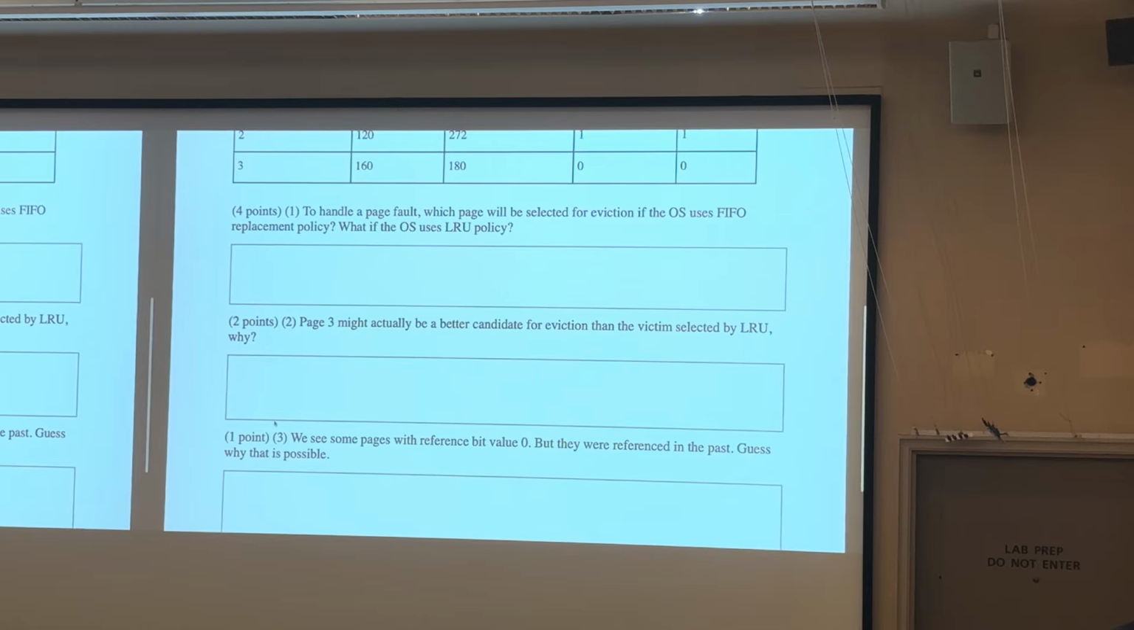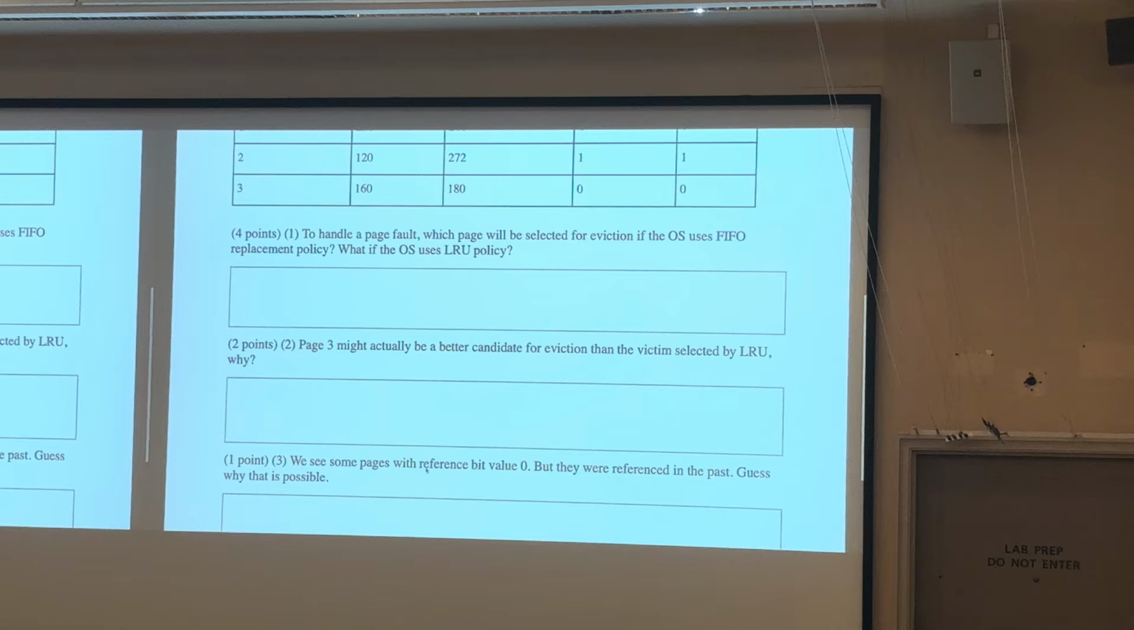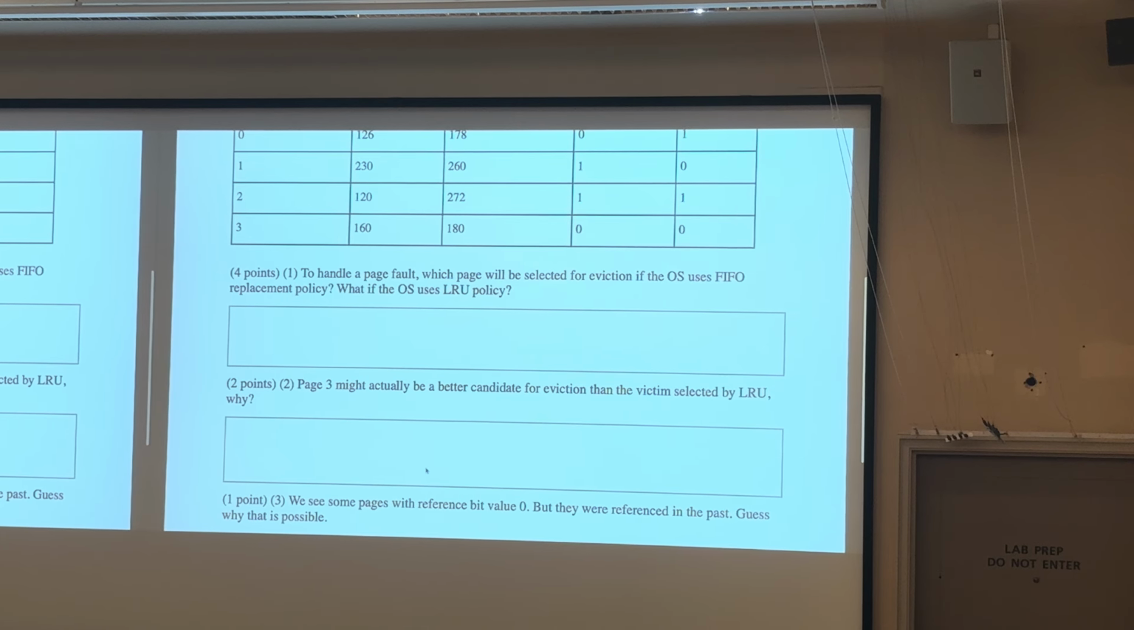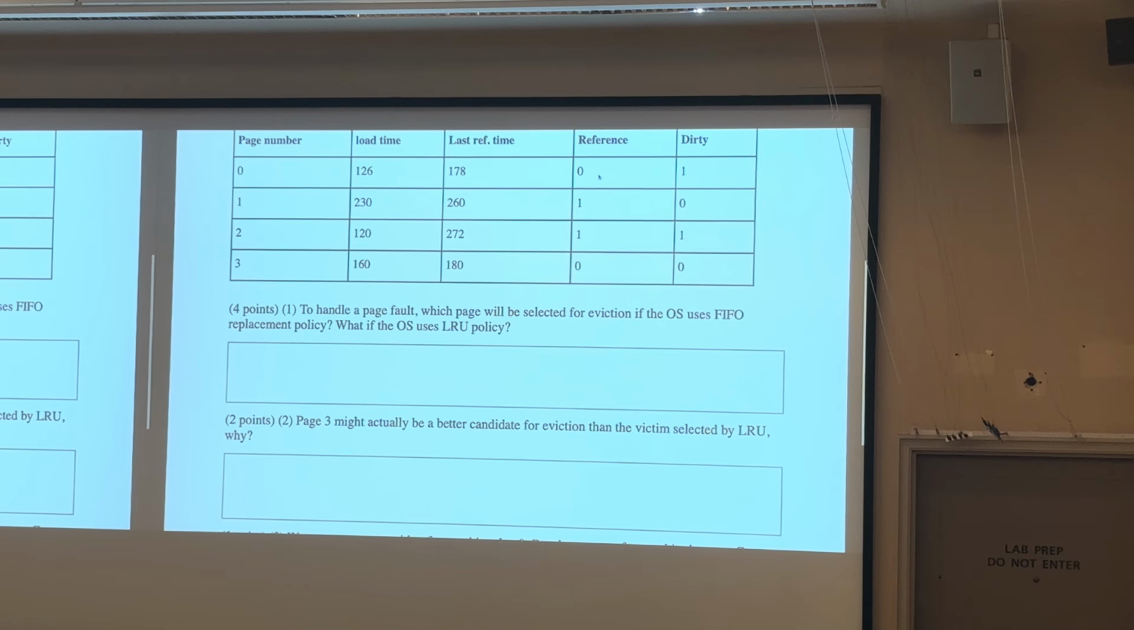All right. So we see some pages with reference bit 0, but they were referenced in the past. Guess why that is possible? Although the reference bits are 0, these pages were once referenced in the past. Otherwise, how were they loaded into memory? What would be the reason?